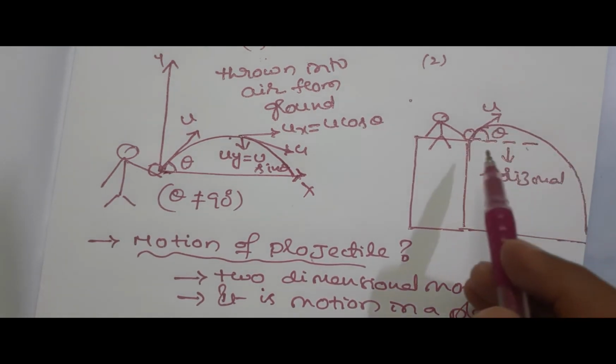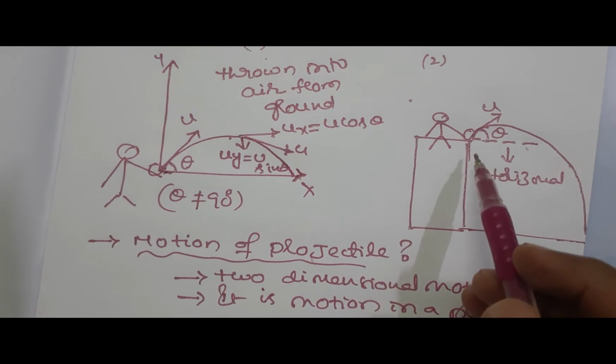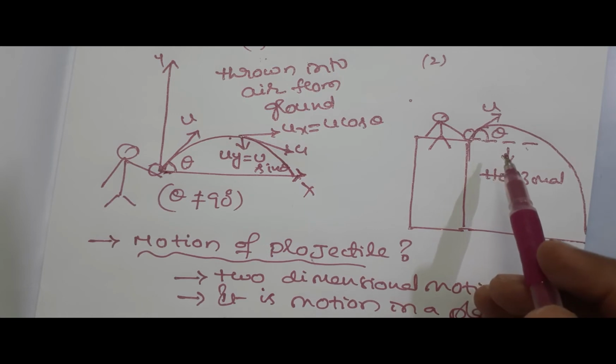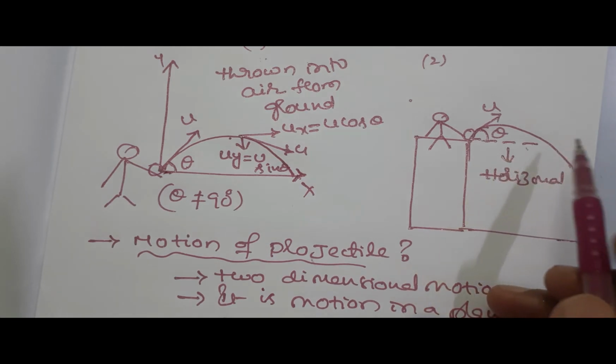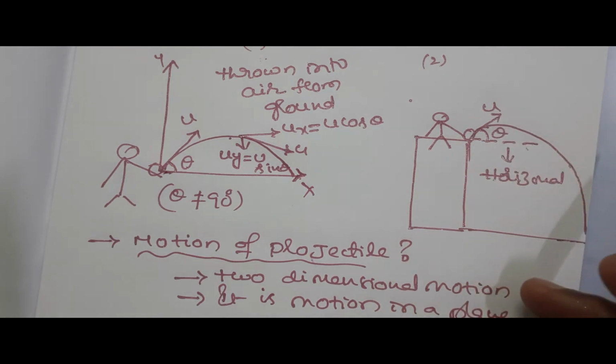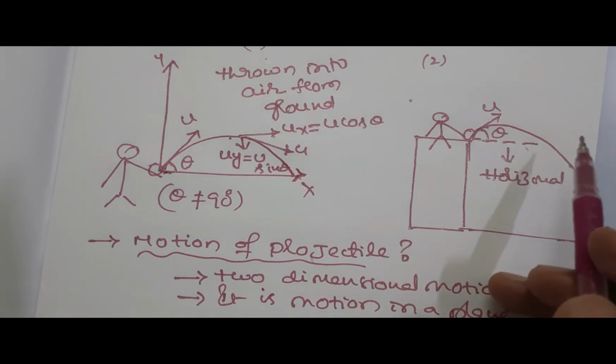Examples of projectiles are a cricket ball thrown by a fielder, a bullet fired from a gun, or a stone thrown into air at an angle other than 90 degrees with the horizontal surface of the earth. A javelin thrown by an athlete is also an example of a projectile.